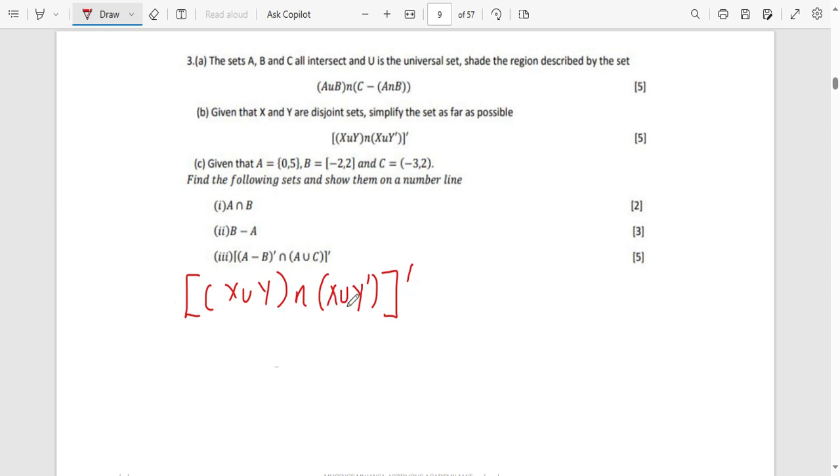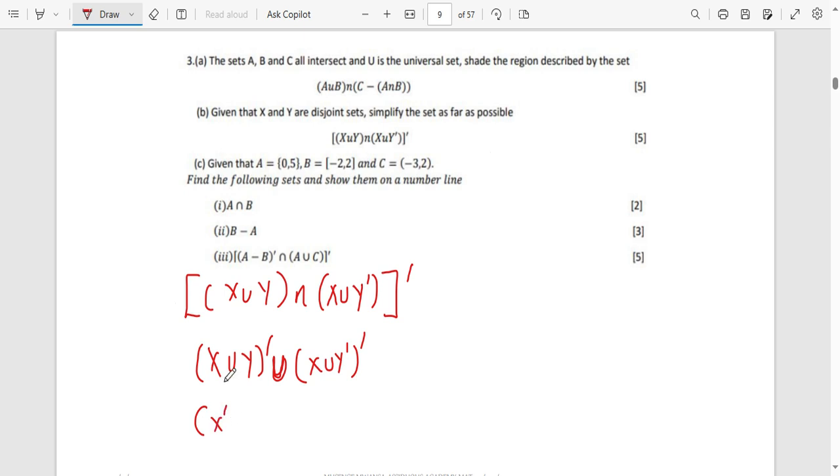First thing first, distribute the complement to the inside. So it will become x union y with a complement. The sign here changes into union. And then we're going to have x union y complement. It also gains a complement. And then I'll distribute the complements to the inside. So it becomes x complement.